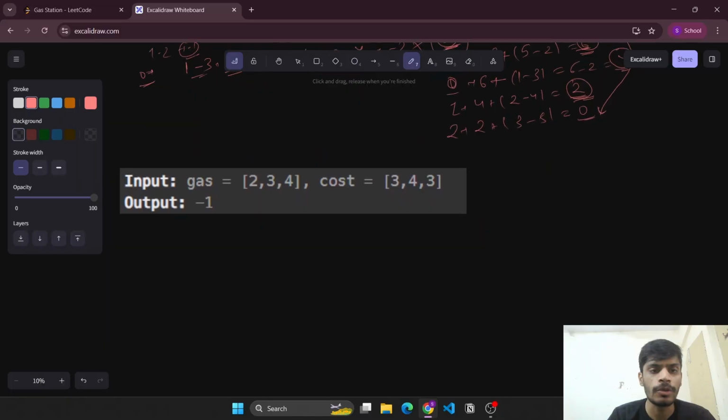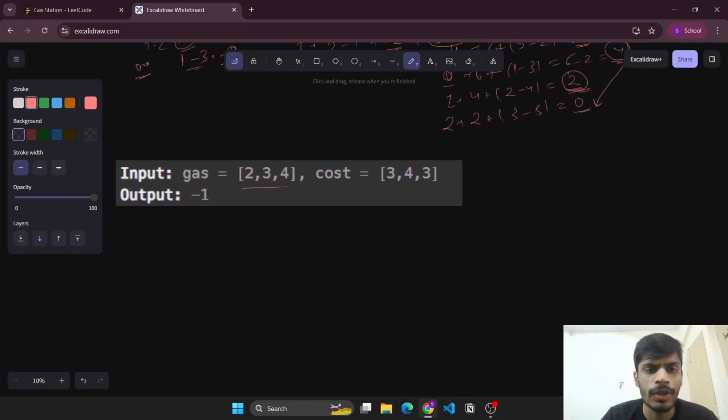Let's see a different input. So we have the gas 2 3 4 and cost 3 4 3. So we have three gas stations 0, 1, 2. Now we need to see whether we are able to, suppose we pick 0 as the starting index. So we see 2 minus 3 is minus 1. So this is not possible. We start at 1. So we again see 3 minus 4 equals minus 1. So we will not be able to reach the next station.